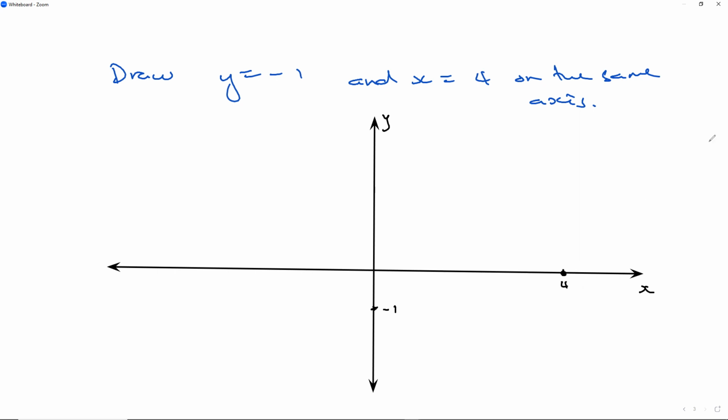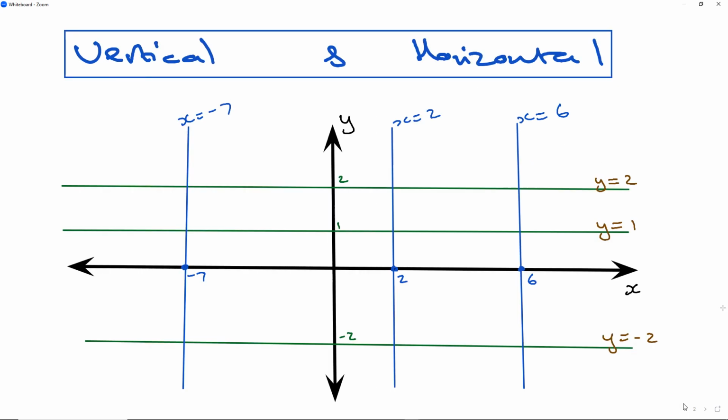And then we draw 2 lines in there. All right. So that would be the line y equals -1. And this would be the line x equals 4. Like that. Okay. So have a look at that, vertical and horizontal lines and how to label them.